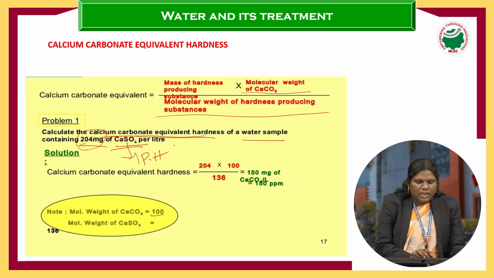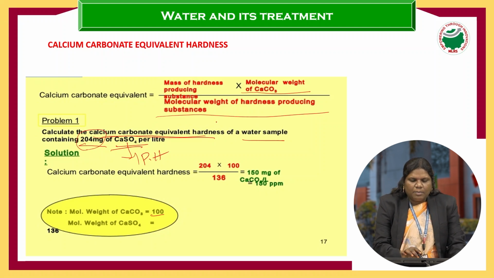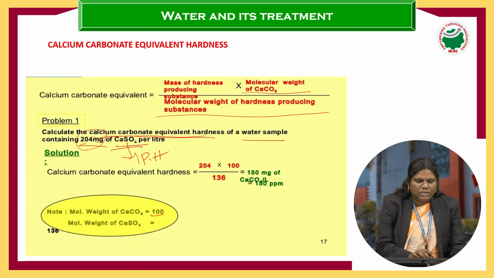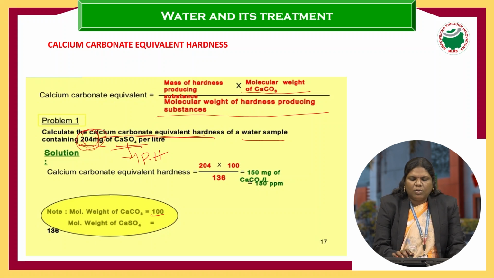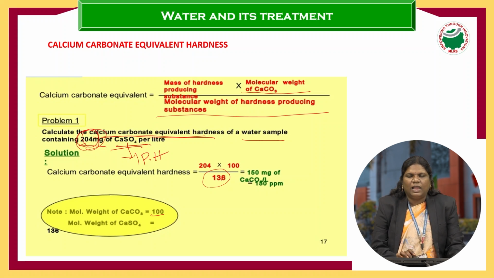Now the calcium carbonate equivalent hardness equals the mass of hardness producing substance, meaning weight, 204, times the molecular weight of the calcium carbonate, 100, divided by the molecular weight of the hardness producing substance. The molecular weight of the calcium sulfate is 136. If we calculate this, we will get 150 milligrams of calcium carbonate equivalents per liter, or ppm. This is how we substitute the values in the formula, and we can calculate the calcium carbonate equivalent hardness.